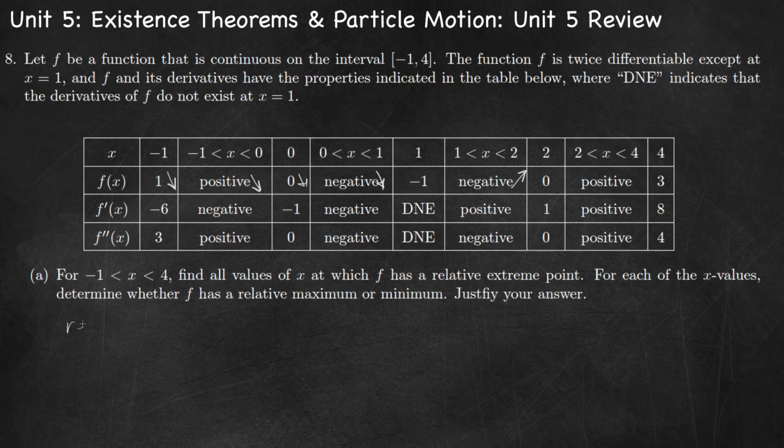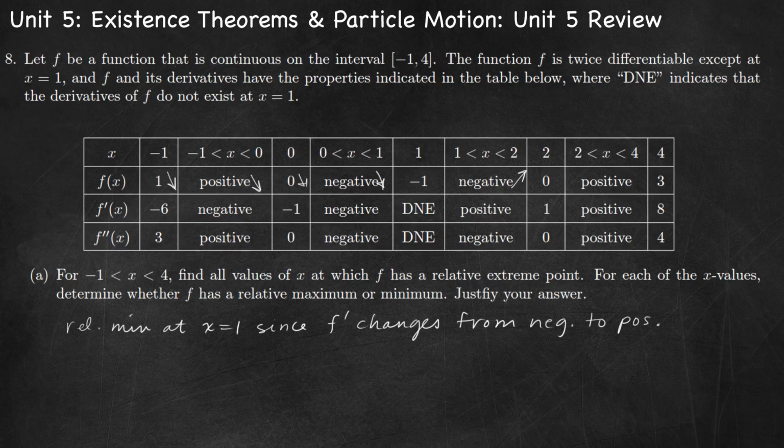Okay, so I'm going to say relative min at x equals 1, since f prime changes from negative to positive. And then continuing on, from 2 to 4, the derivative is positive, which means f continues to increase. So that is my only relative extreme point, just at x equals 1.